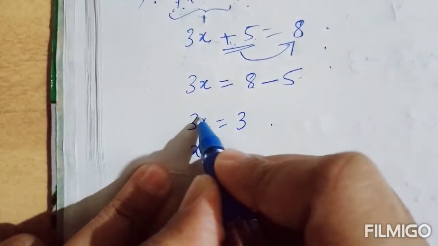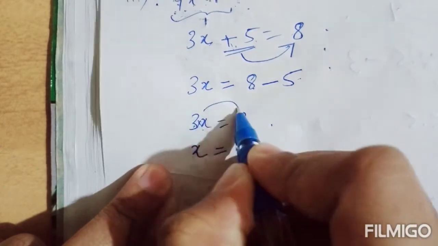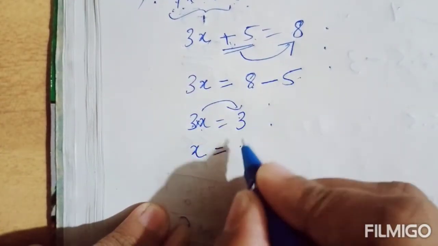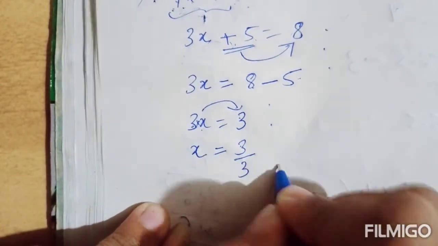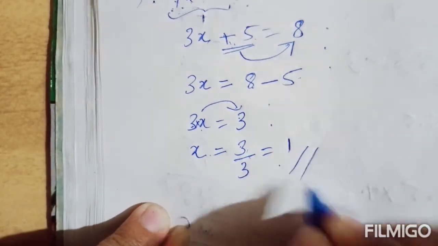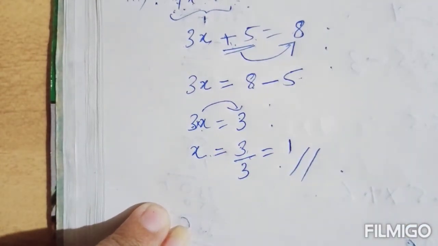Now we have to find the value of x. So x equal to, multiplication 3 we are taking to the other side. So that will be divided by 3. 3 multiplication 3 will become divided by 3. 3 by 3 it is 1. So x equal to 1 will be the answer.